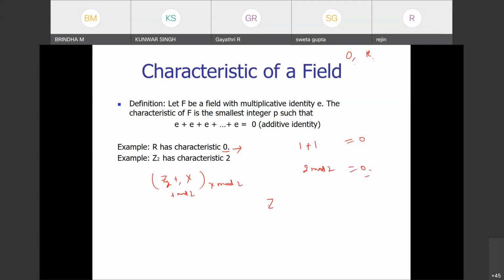If you have the field Z3, this is also a field, and the elements are 0, 1, 2. How many times will we add 1? Three times it will be 0. Similarly Z5, the characteristic will be 5. Z3, the characteristic will be 3. For Z_P, the characteristic will be P. Okay, so this is the characteristic. Is it clear?